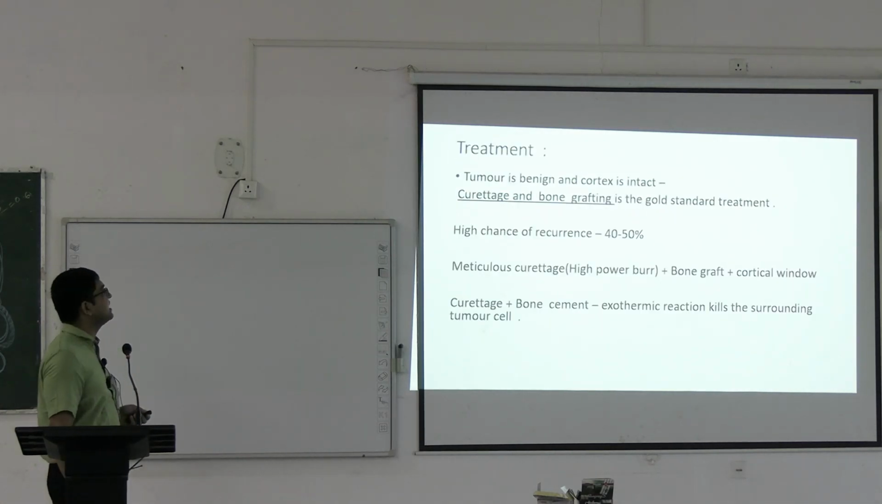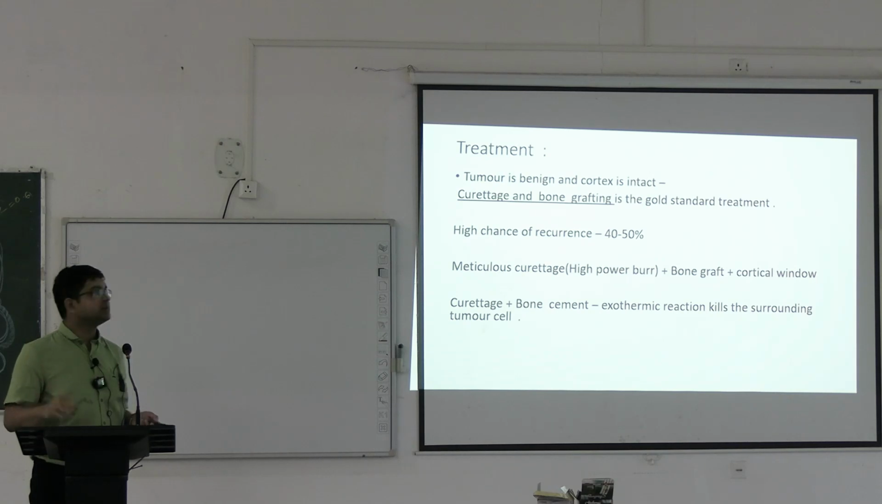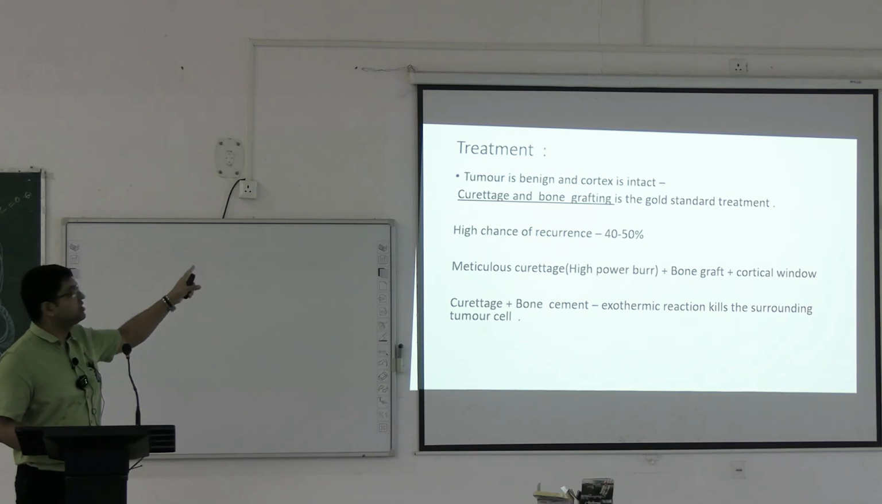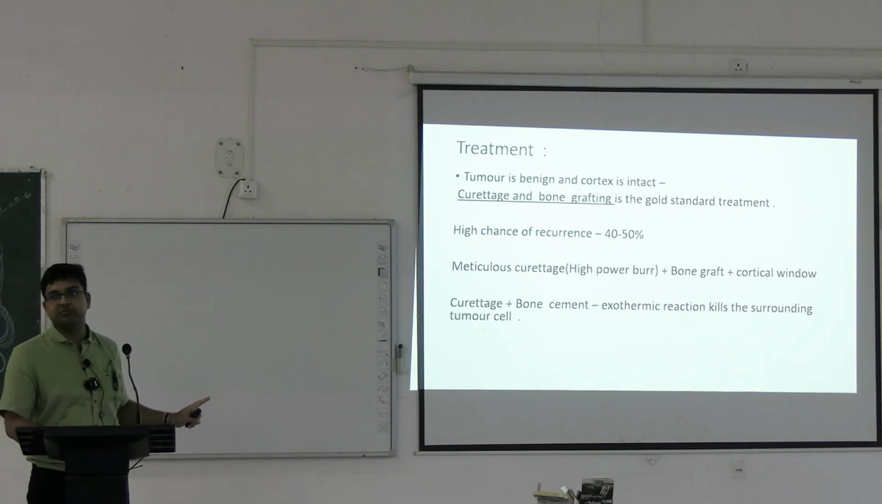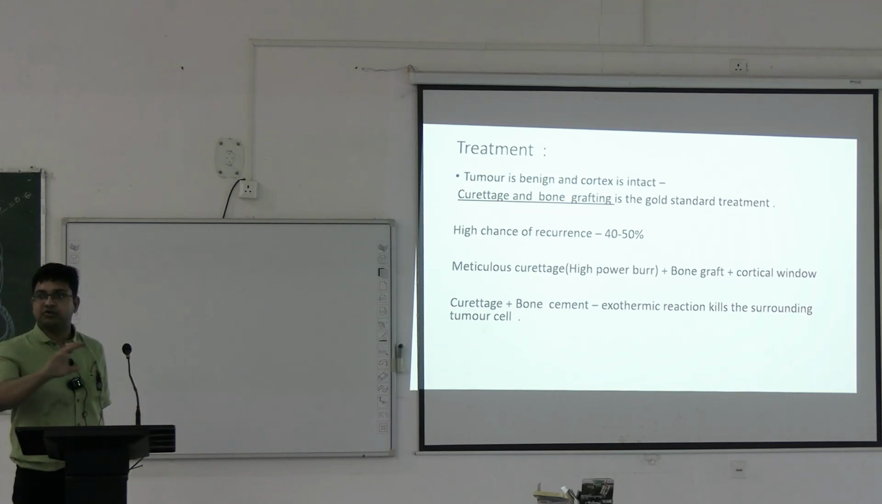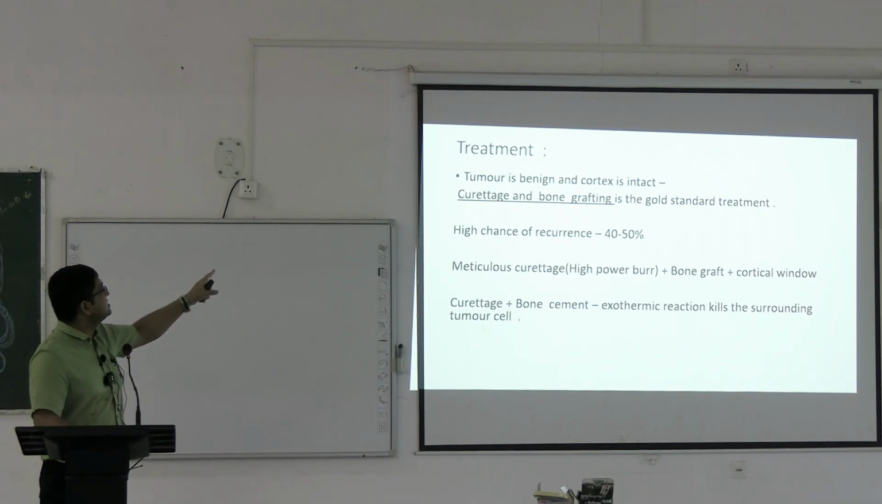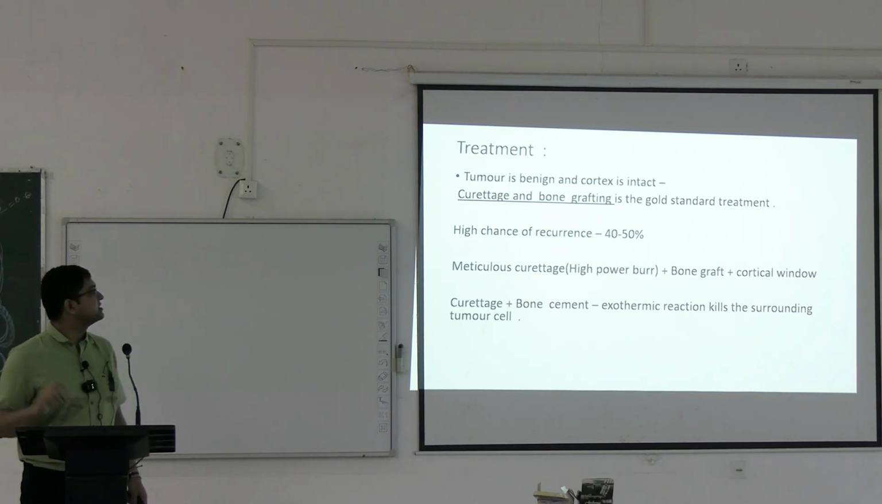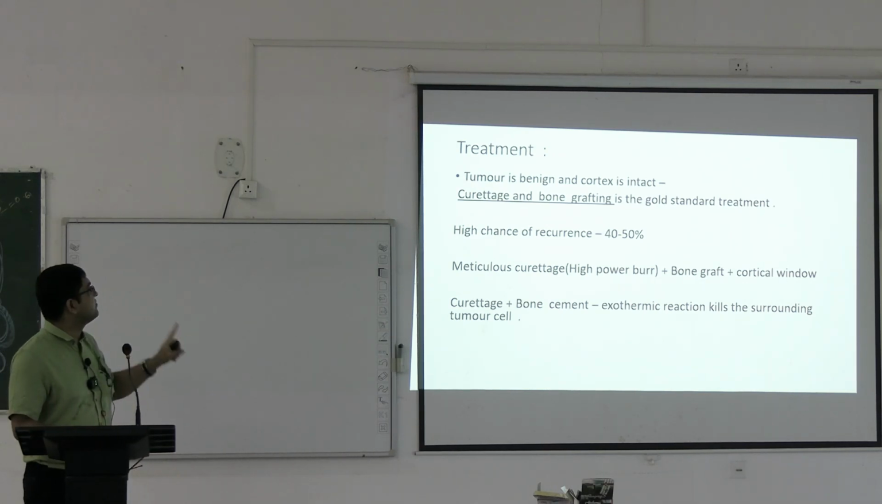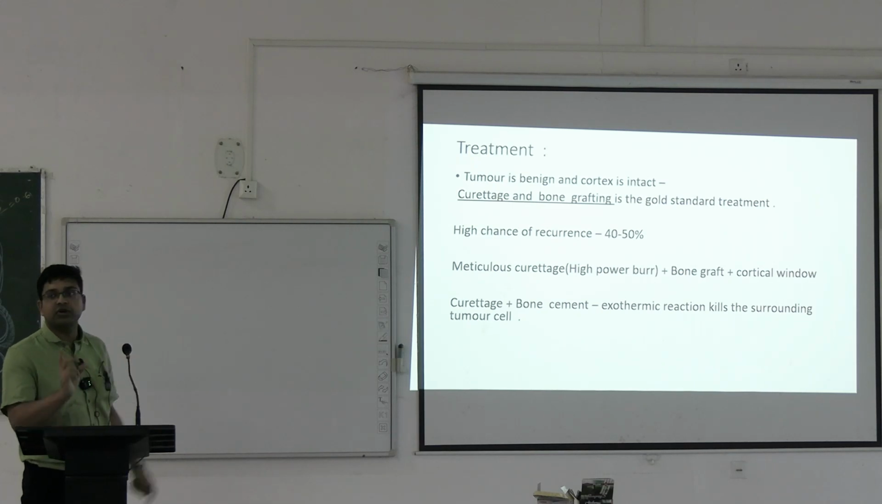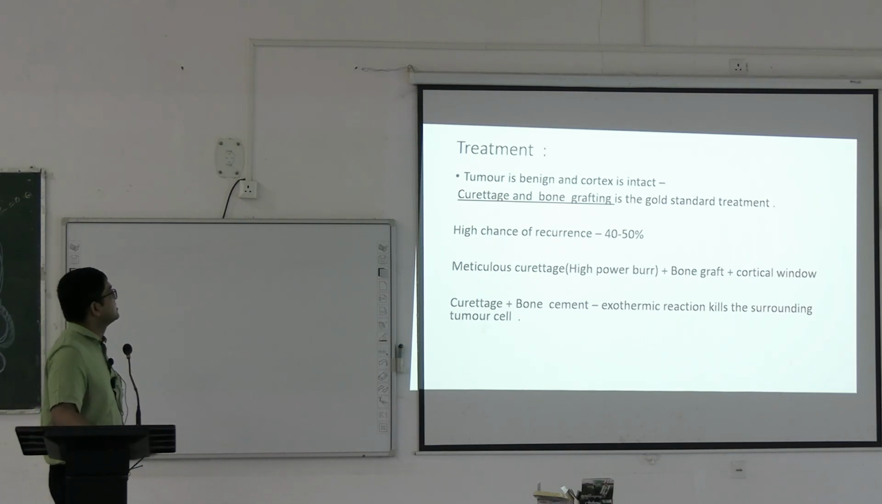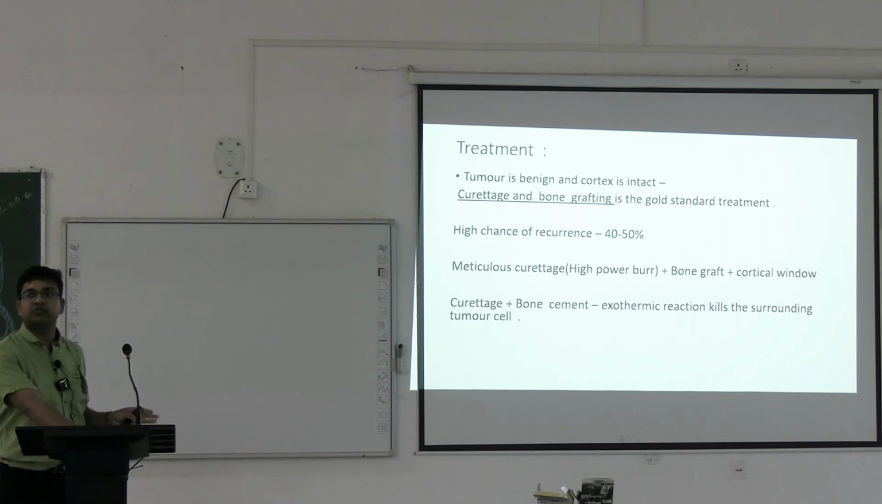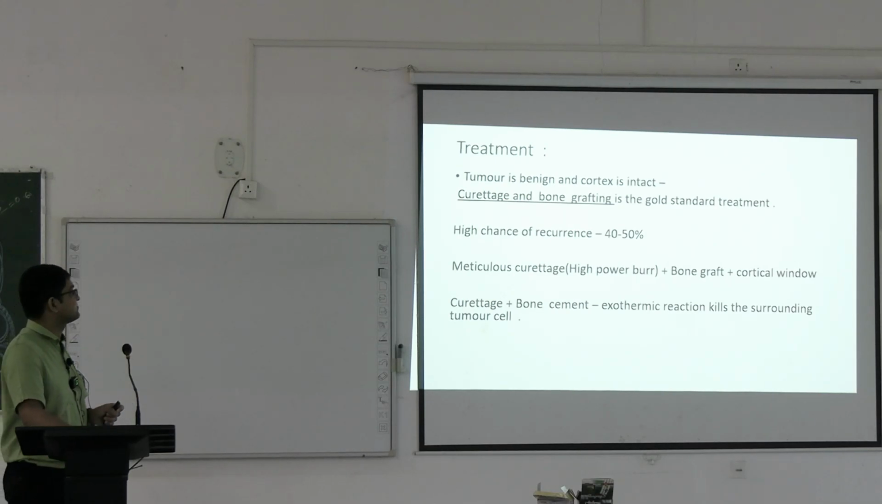When the tumor is benign and the cortex is intact, remember this treatment, it is applicable for all bone tumors except osteochondroma, which is a different type. Curettage and bone grafting is the gold standard treatment for a tumor which is benign and the cortex is intact. But it has a high chance of recurrence, 40 to 50%. So, curettage and bone grafting.